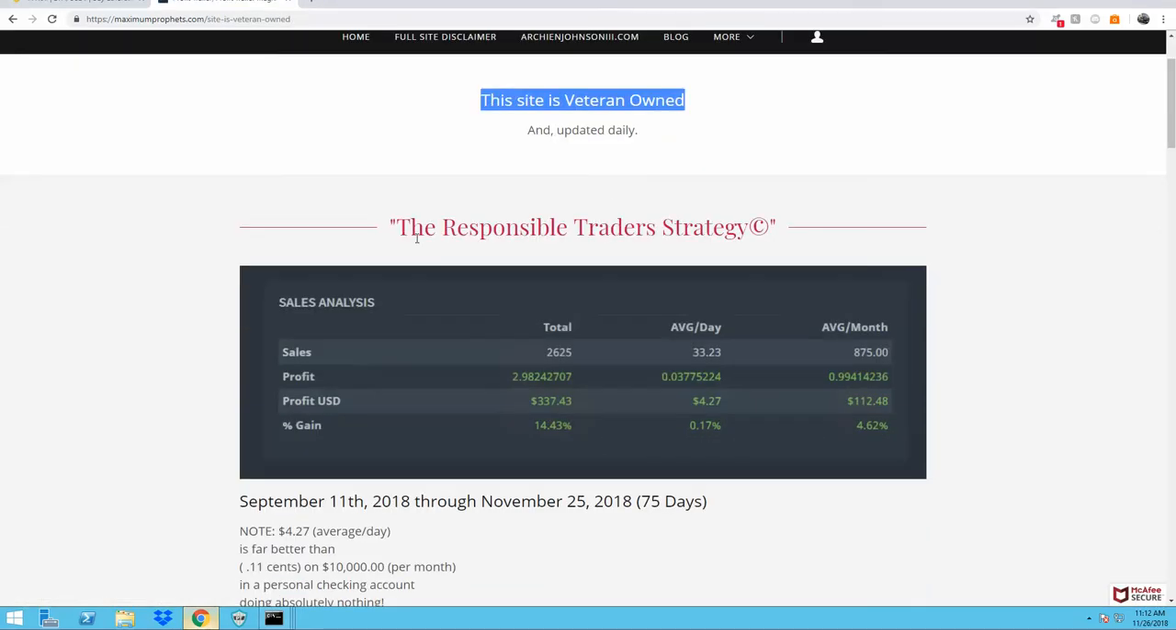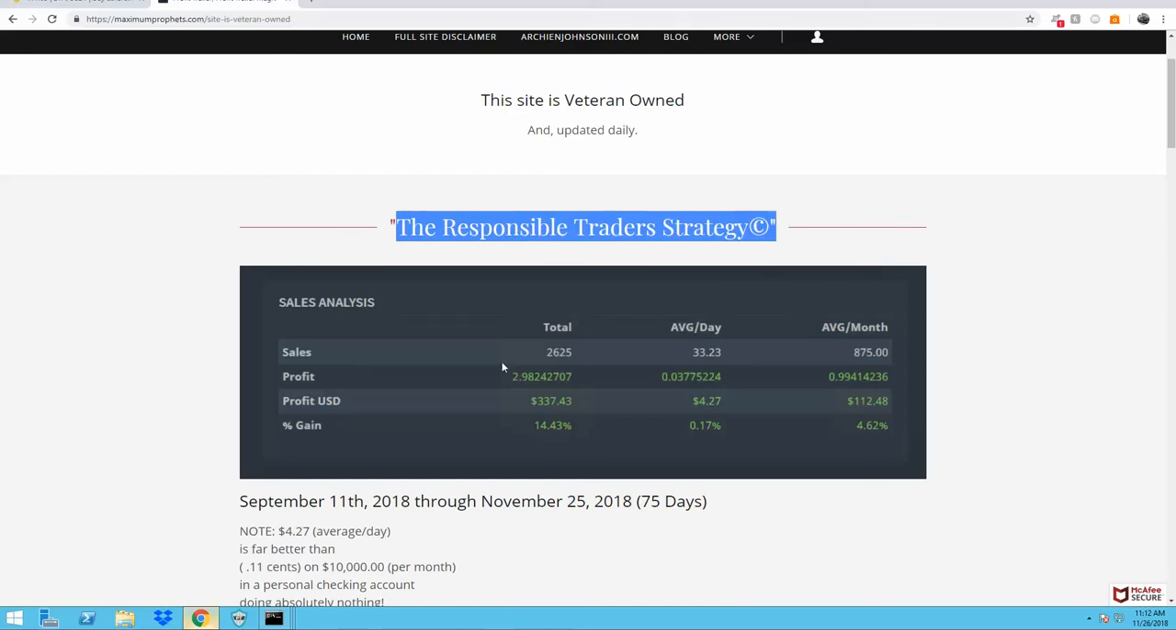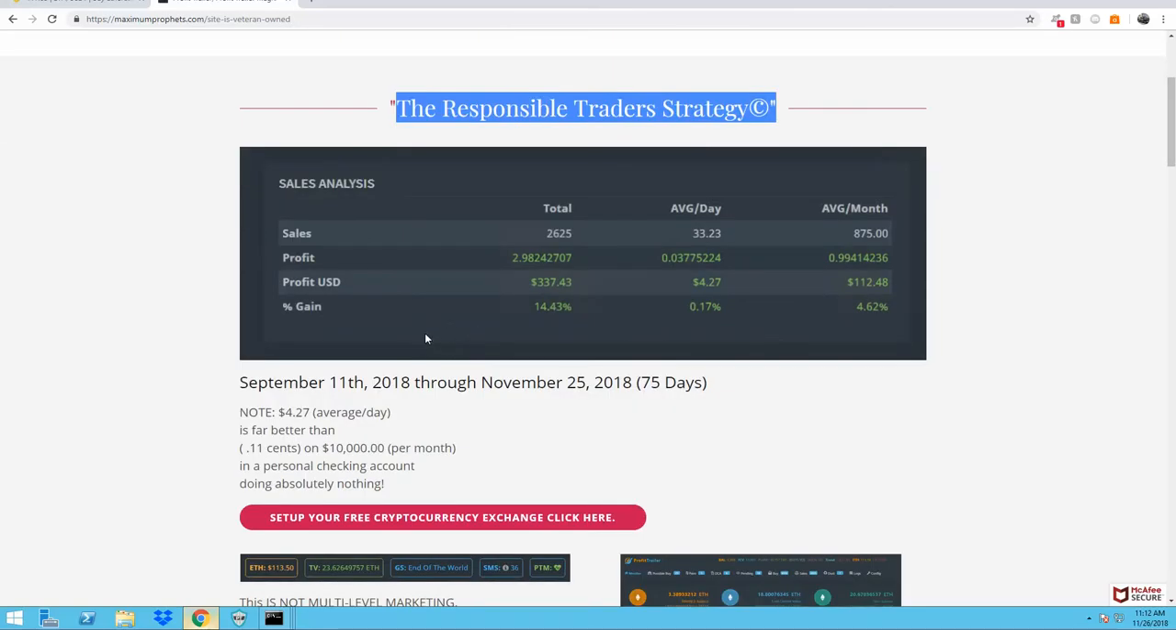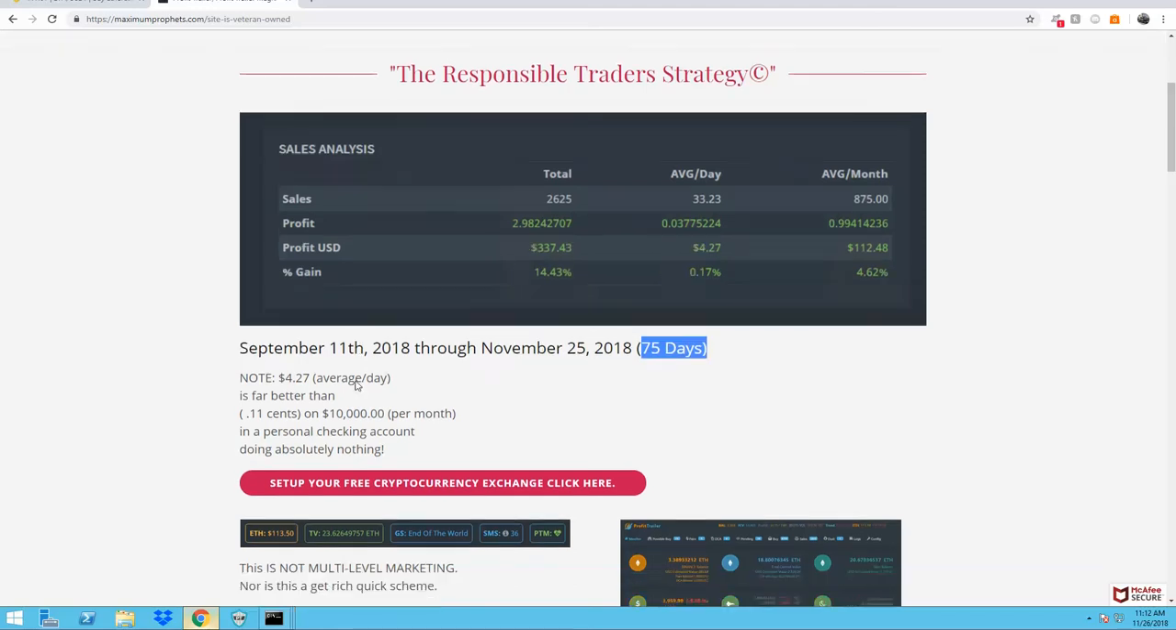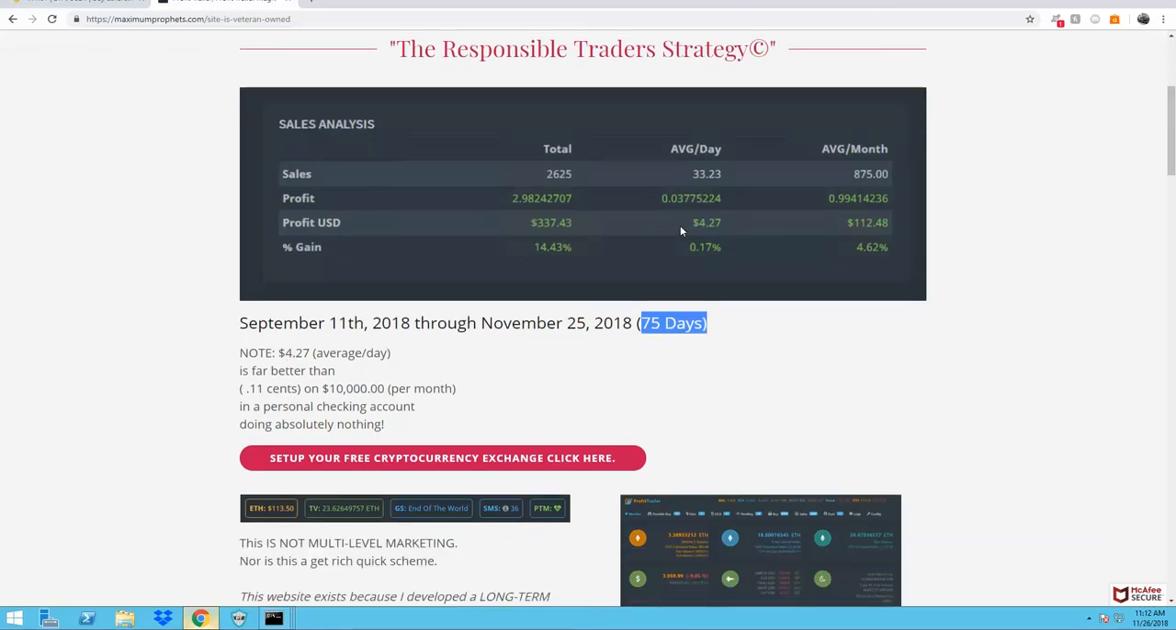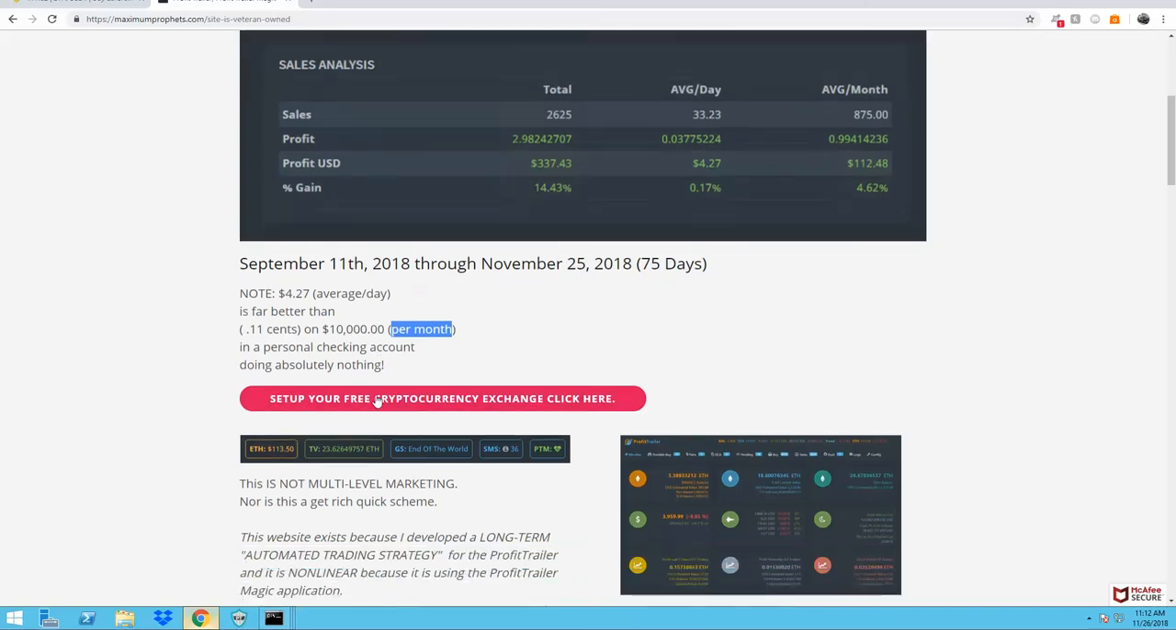So you're going to see the responsible trader strategy, and I'm going to show you an update at least once a day, if not twice a day. I'm going to update this. I started on September 11th of 2018, and each day is going to change, and you're going to see the next day as it goes forward. And I'm going to always tell you that right here, as you see at $4.27 on the average day, certainly beats 11 cents on $10,000 per month in a personal checking account doing absolutely nothing.